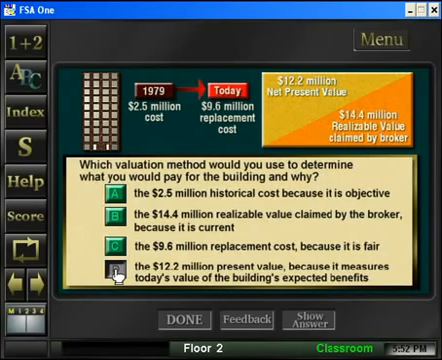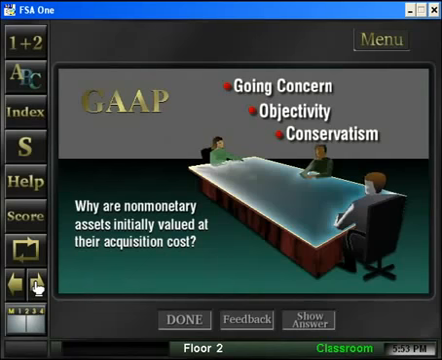Right answer. The present value of future benefits is often a decision criterion when purchasing non-monetary assets. You may be wondering why non-monetary assets are valued at their acquisition cost. GAAP justifies this with 3 accounting principles. Click on each for a further explanation.